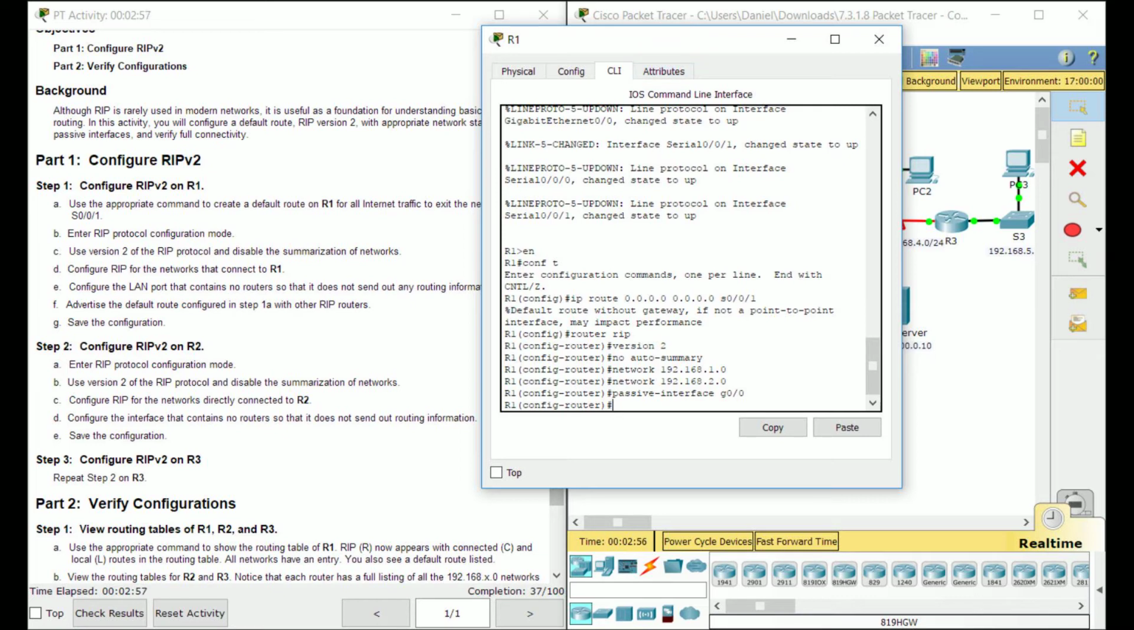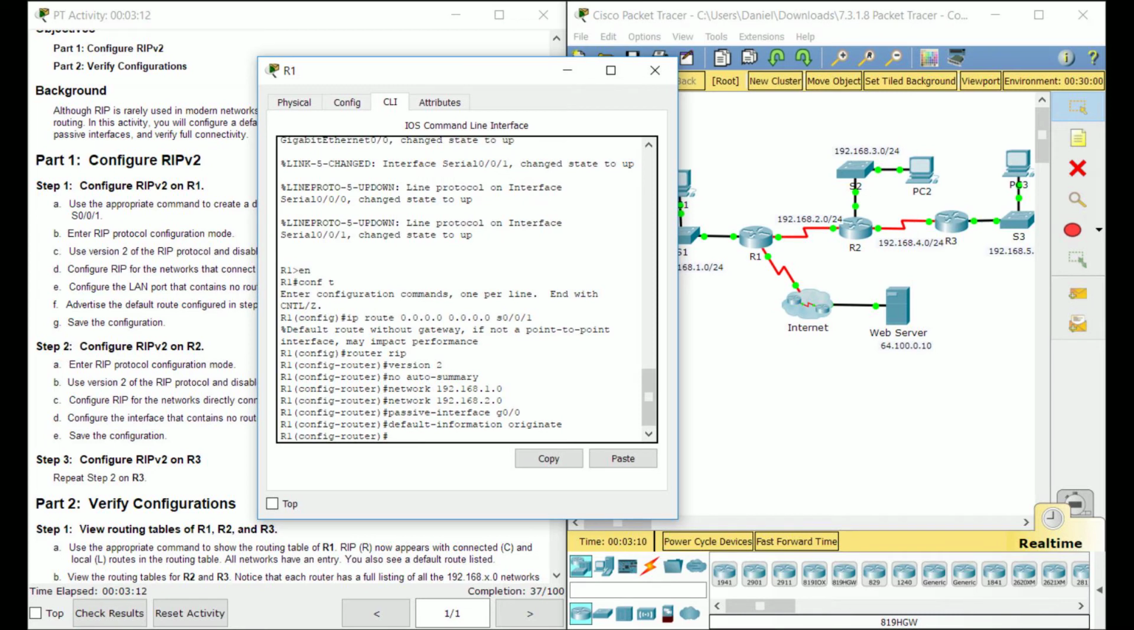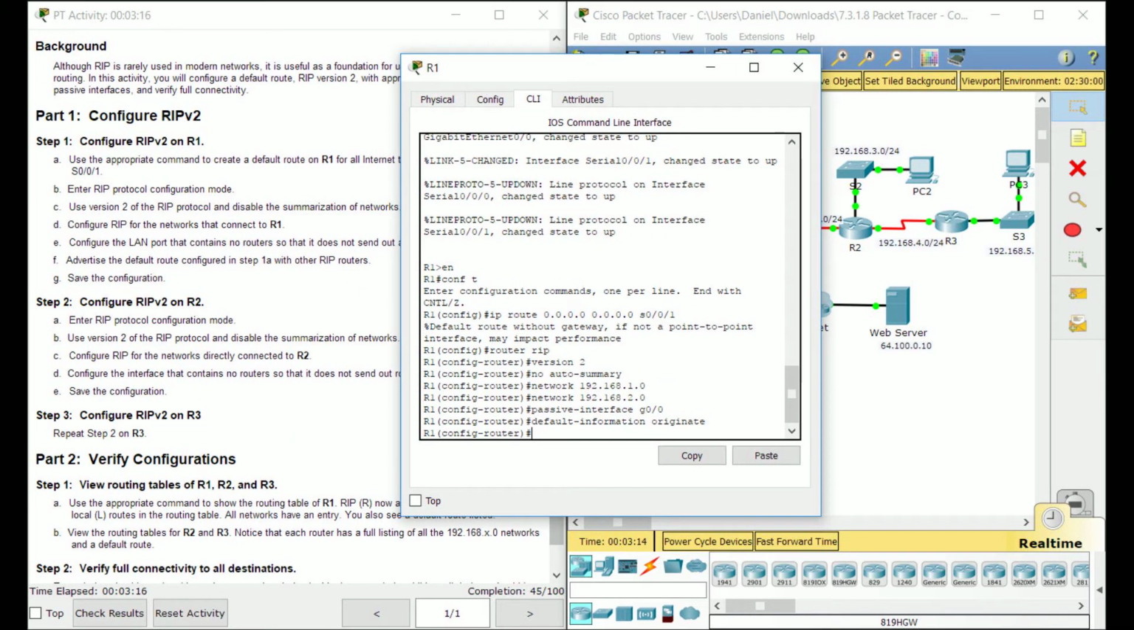Advertise the default route configured in step 1A with other RIP routers. That's just going to be the default-information originate command, which is going to transfer that static route all the way to the end, telling them if you don't know where to send it, the path is along R1, leading to R1.